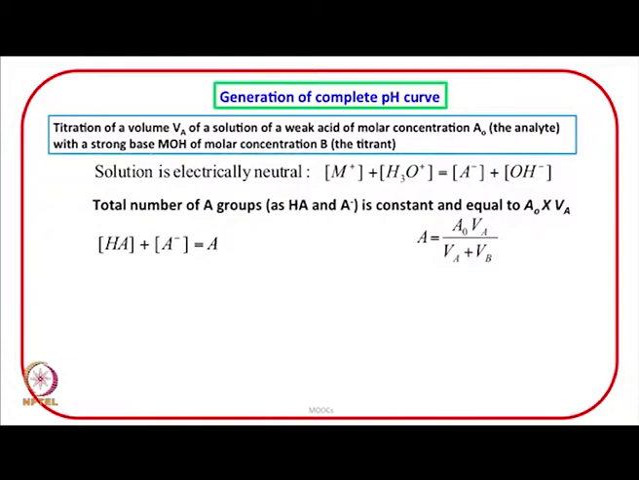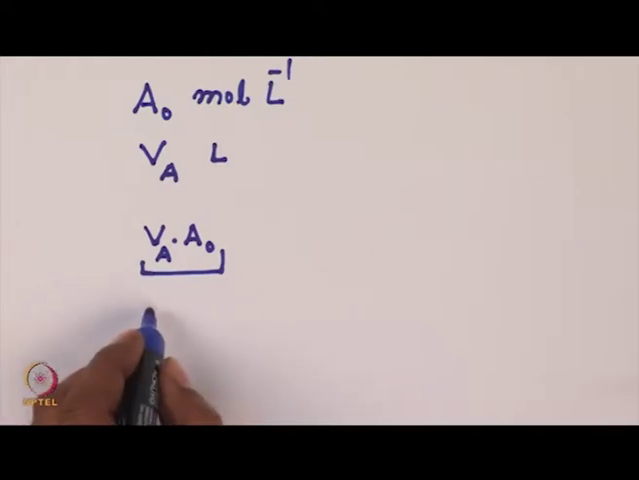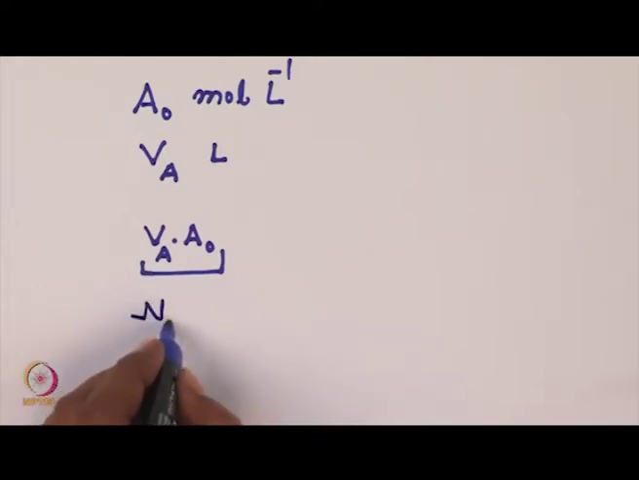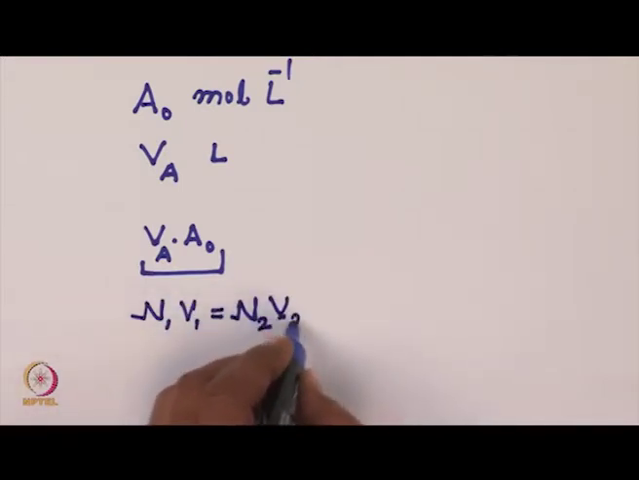And let us look at the slide. The amount of A modified when you add A to B is equal to A0 into Va divided by Va plus Vb. How do you get that? You can get it by using, if you remember, this kind of equation, N1 V1 is equal to N2 V2. This must apply.